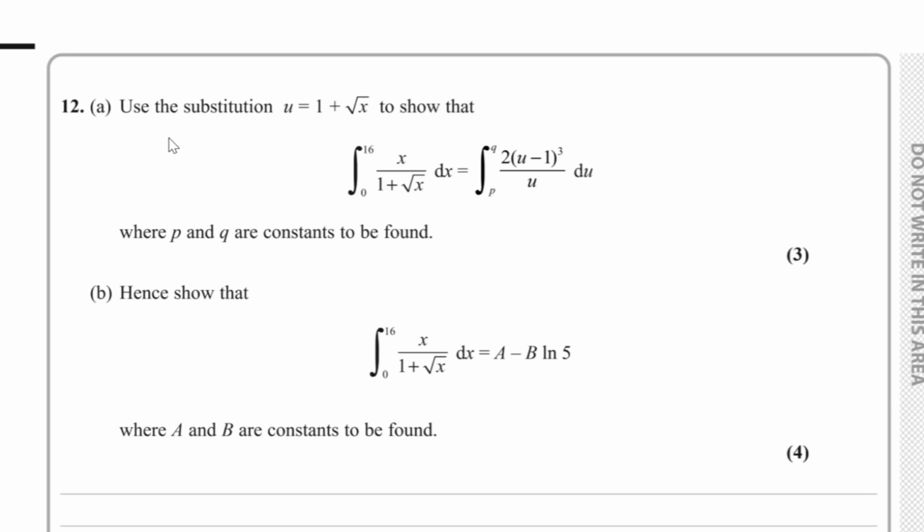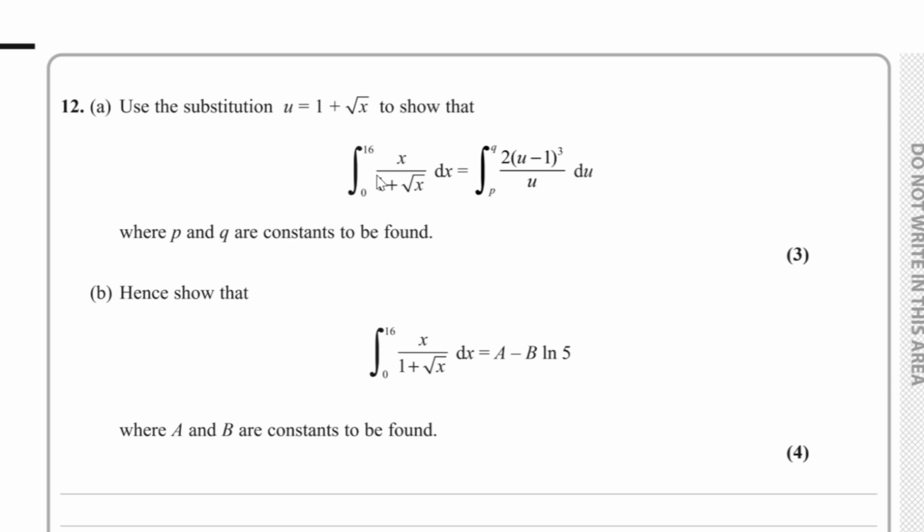Question number 12. For part A, we have to use the substitution u equals 1 plus square root x to show that the integral from 0 to 16 of x over 1 plus square root x with respect to x is equal to the integral between p and q of 2 lots of u minus 1 all cubed over u with respect to u, where p and q are constants to be found.